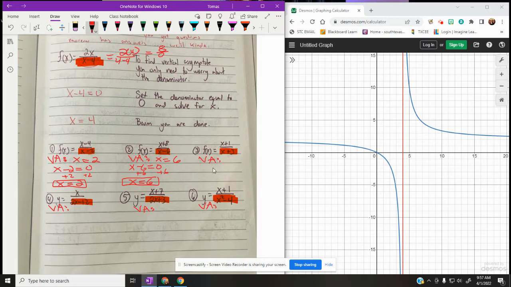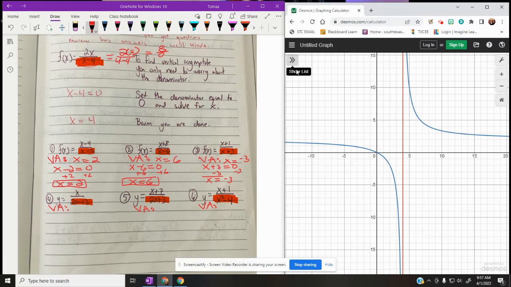Right here, same concept, right? We're going to have x plus 3. We're going to set it equal to 0. Minus 3 minus 3. So our x will be negative 3. Okay? Now, we could always use decimals to check our work, right?